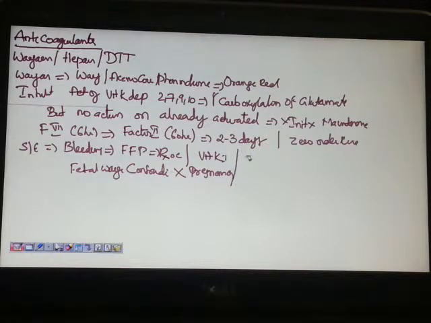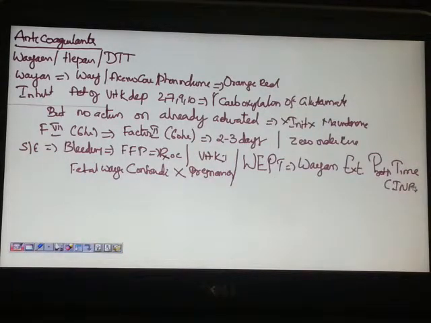Now how is it monitored? So remember the mnemonic VAPT, warfarin, extrinsic pathway. It affects the extrinsic pathway and it is measured through prothrombin time, that is PT INR. The opposite for heparin. At low doses it affects intrinsic pathway. It is measured by APTT. Very important. Remember one thing, VAPT. Warfarin affecting extrinsic pathway and monitored through prothrombin time.